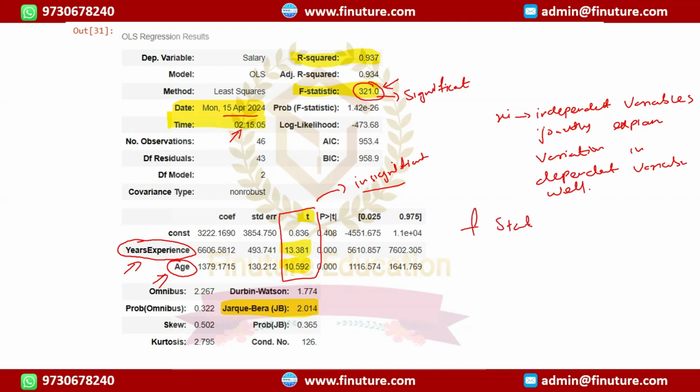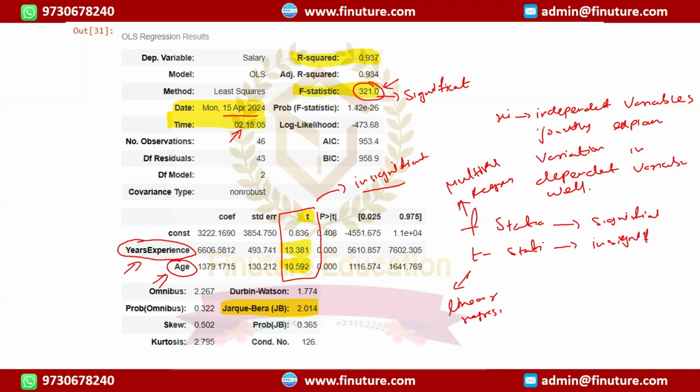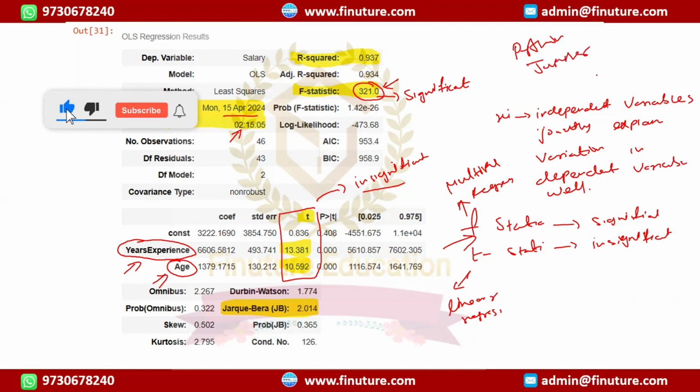Your F statistic is significant and your t statistic is insignificant. The F statistic is for multiple regression; you need to understand what multiple regression is, not just normal linear regression. When you try to understand movement in y using separate variables separately, they may not do well, but if you join them together, then they do well. So F statistic is significant and t statistic is insignificant. This is a normal test that was done in Python Jupyter. We used Python Jupyter to run the analysis on the arbitrary data of years of experience, age, and you can look at other variables also.